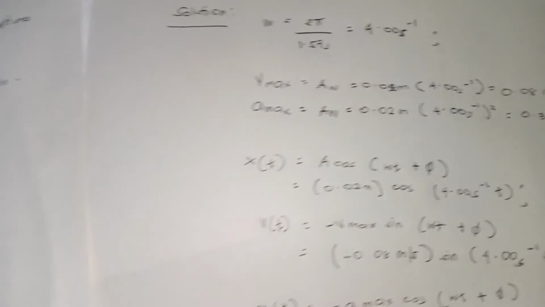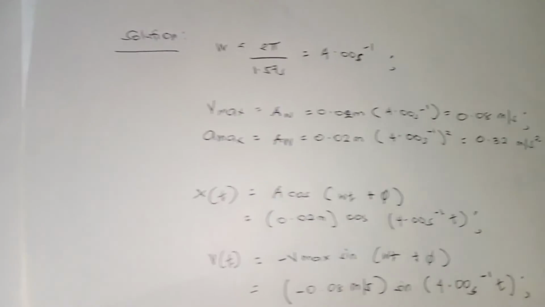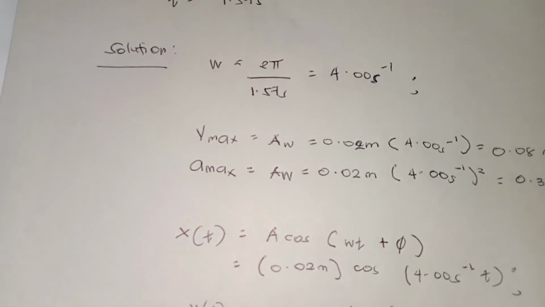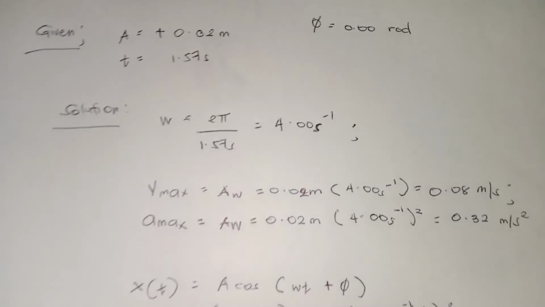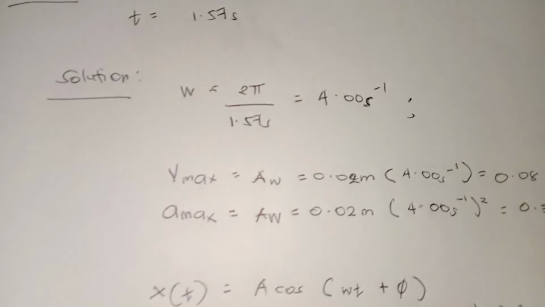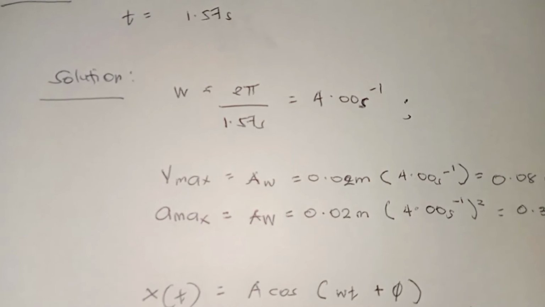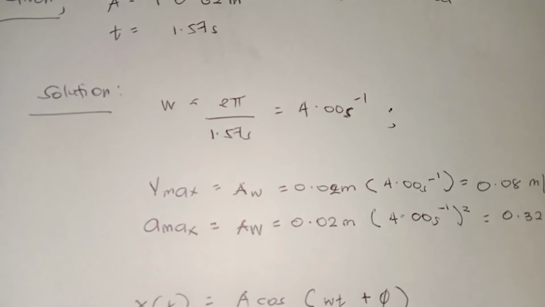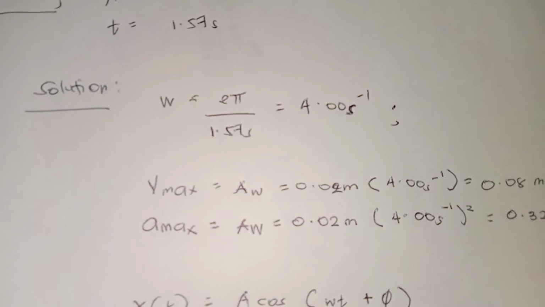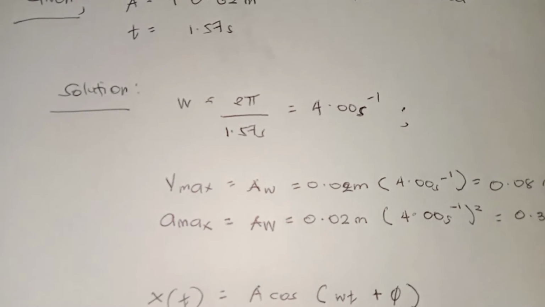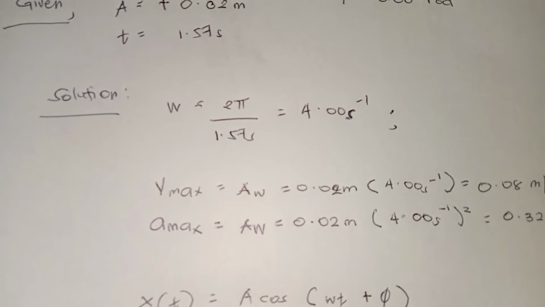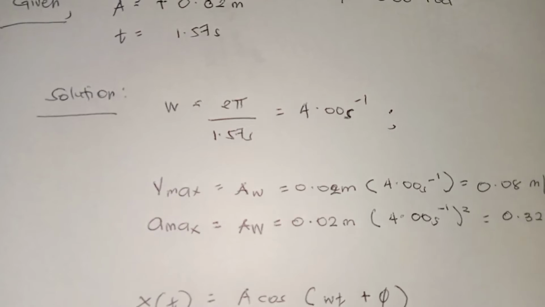For the solution, we need to find first the angular frequency, omega, equals 2 pi over the period, which is 1.57 seconds. So we derive the answer 4.00 seconds to the power of negative 1.